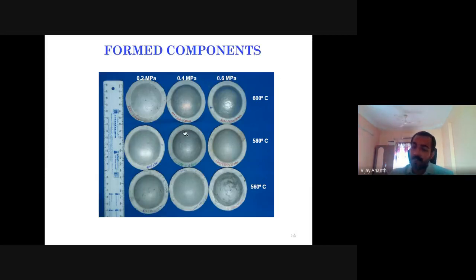So these are some of the formed components. Already we have shown it in the graph, right? This is 0.2 megapascal at 600, 580 and 560 degrees centigrade. This is for 0.4 megapascal and 0.6 megapascal. At 0.6 it failed when we have a small size hole, right? So air will leak through this. This is a failed component. This is also a failed component.